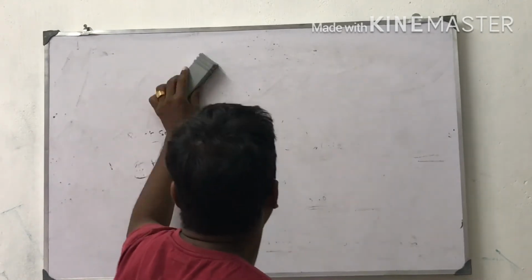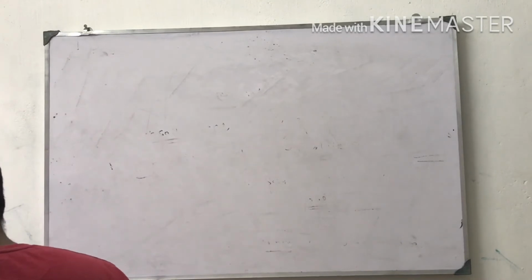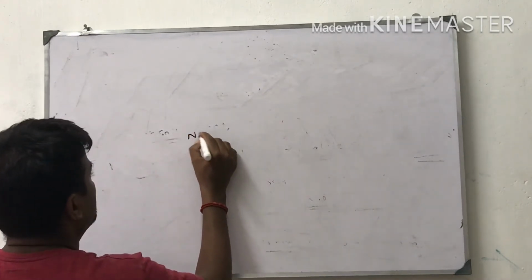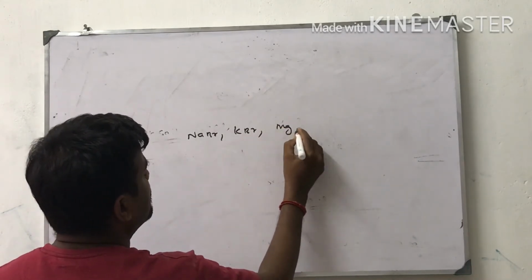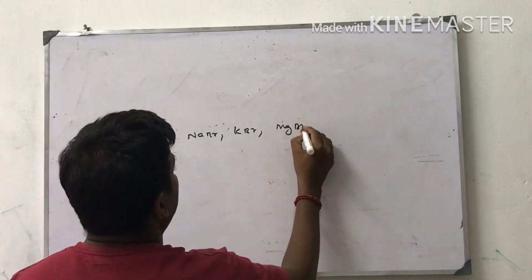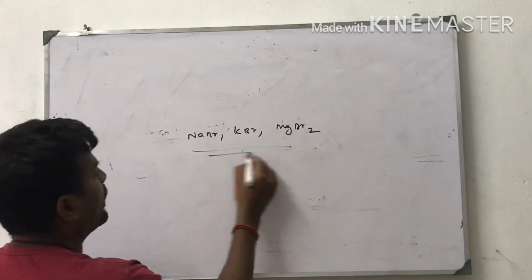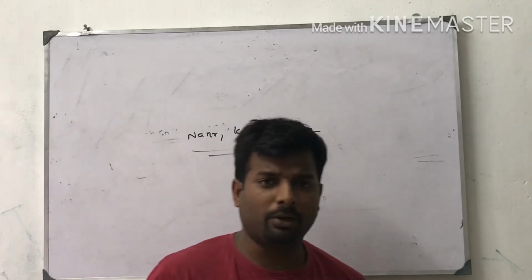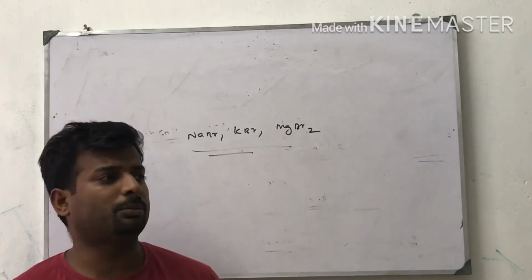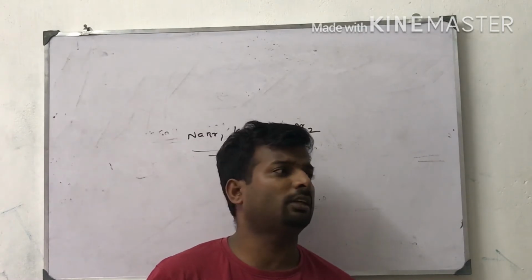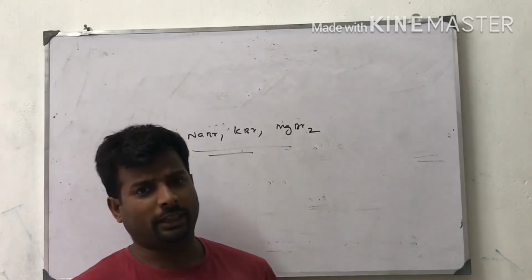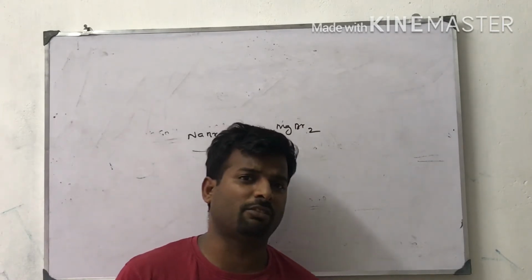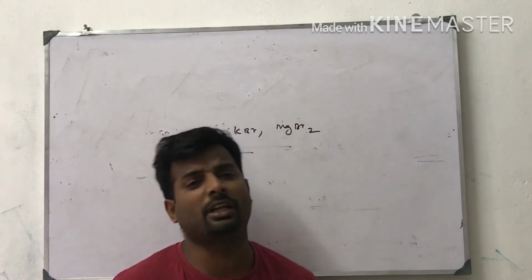Bromine is present in the combined state as sodium bromide, NaBr, potassium bromide, KBr, and magnesium bromide, MgBr2. So bromine is also mostly present in the combined state. It is present in seawater as well as in some other sources, mostly in the form of minerals.